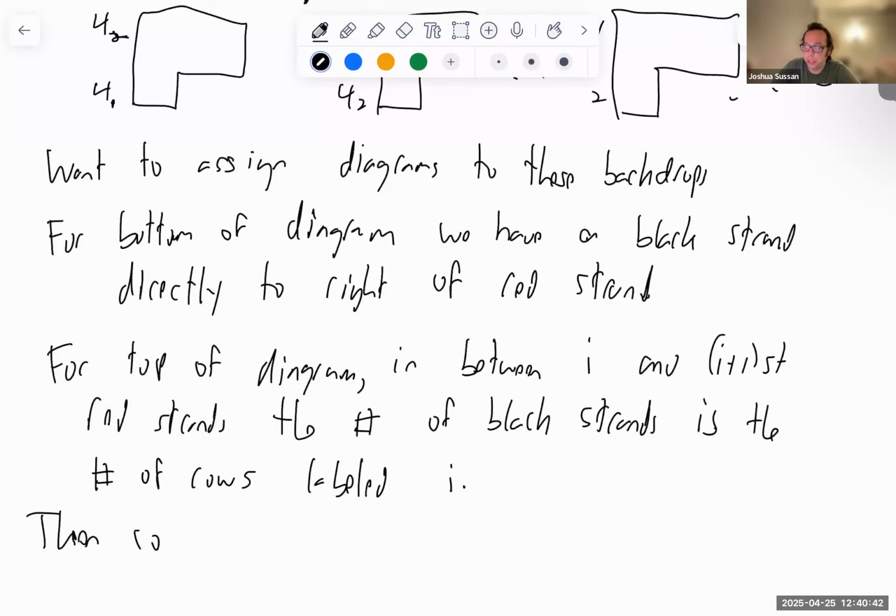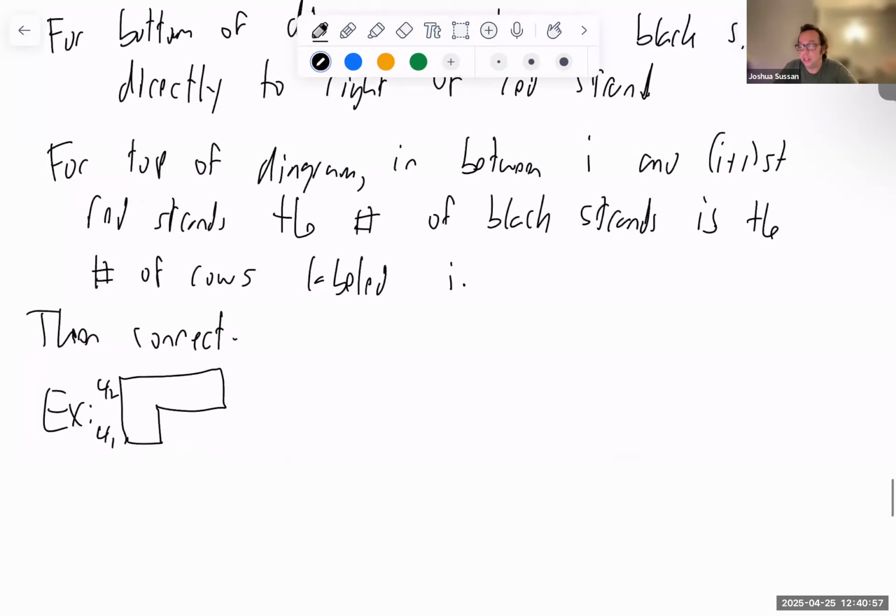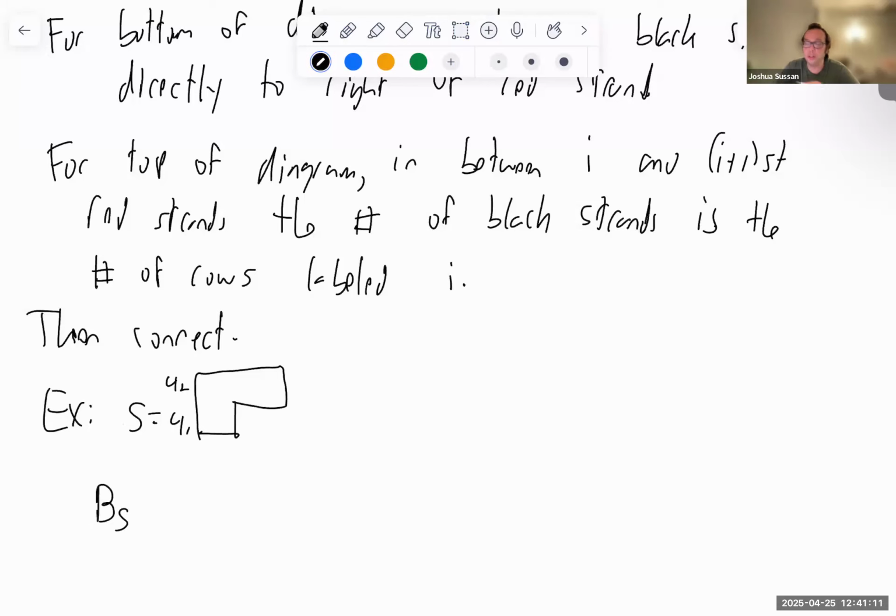Okay, so there's a lot of words going on here, but I think these examples will help quite a bit. So let's maybe ignore those words and look at a running example. Here's 4-1 and here's 4-2. Let me call this backdrop S. This is 4-1. This is 4-2. And then I'm going to associate a diagram, which I'll call BS.